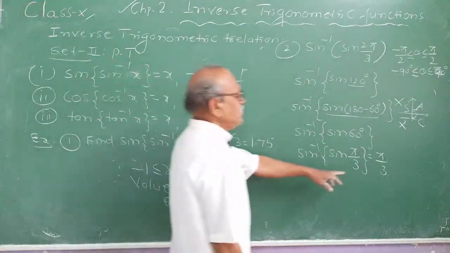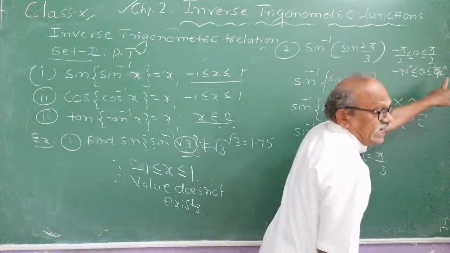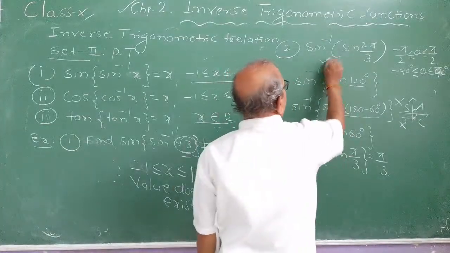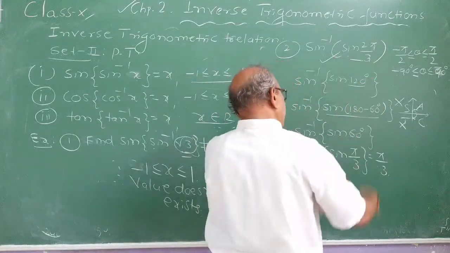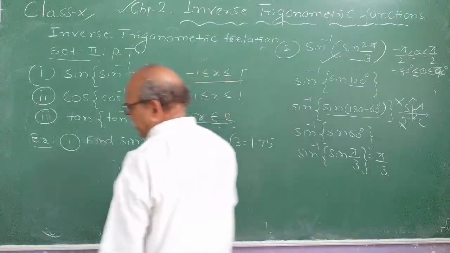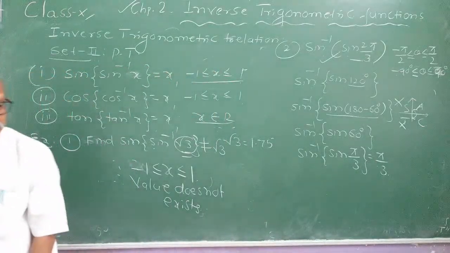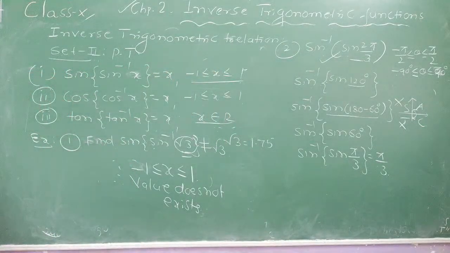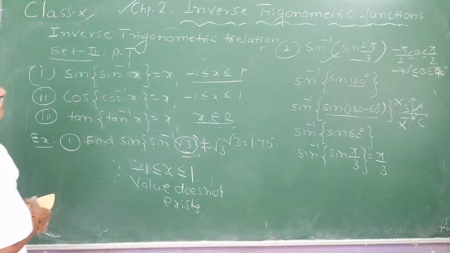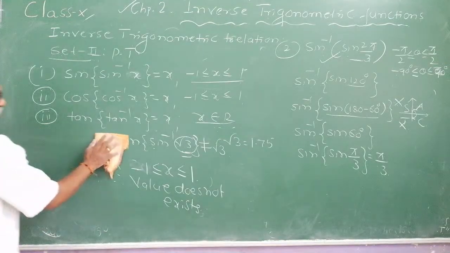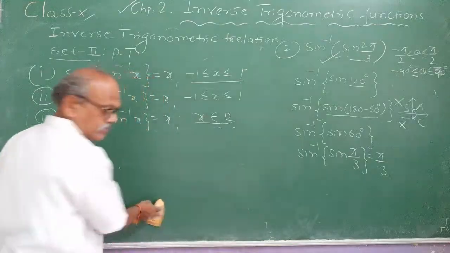Now pi by 3 means 60 degrees, which lies between minus 90 and plus 90. Therefore, even though other values are given, you can bring them into range by using allied angles. Therefore, I told you allied angles are required to learn this particular chapter. Is it clear? Observe a few questions on this.